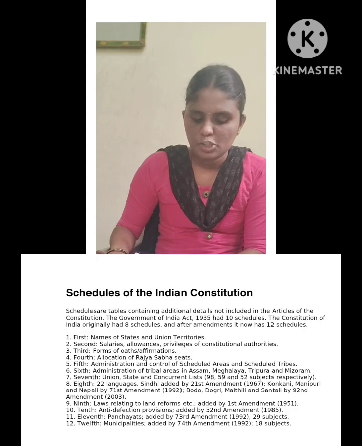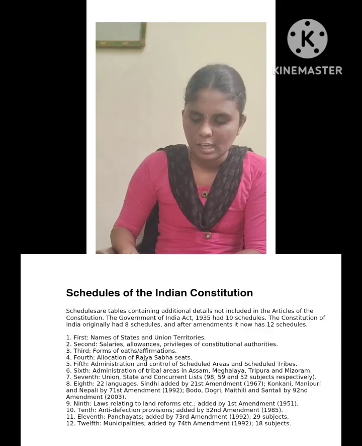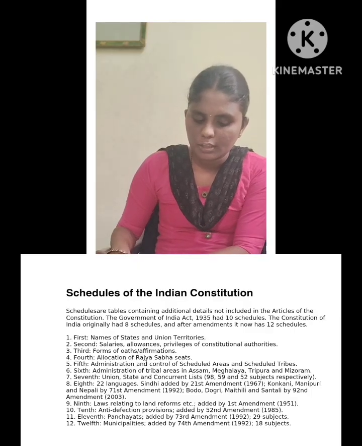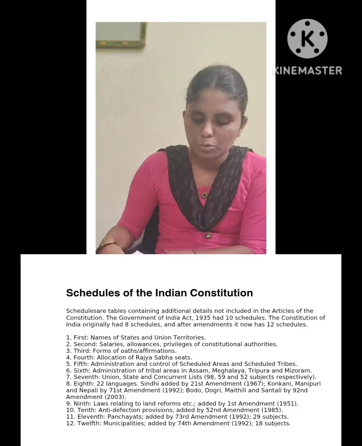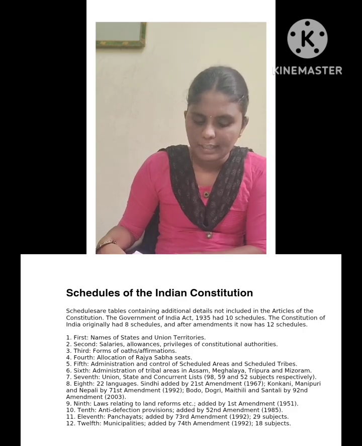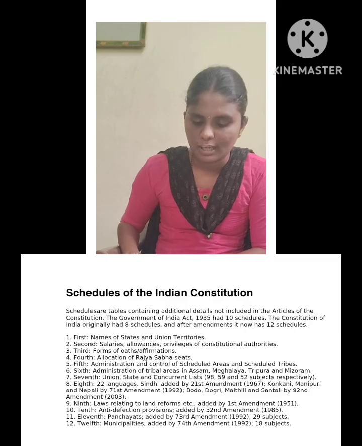Now let's move into the 8th schedule of the Constitution of India. It deals with the 22 official languages of India, right? What are the official languages of India? These are the languages: Assamese, Bengali, Gujarati, Hindi, Kannada, Kashmiri, Konkani, Malayalam, Manipuri, Nepali, Odia, Punjabi, Sanskrit, Sindhi, Tamil, Telugu, Urdu, Bodo, Santali, Maithili and Dogri. These are the official languages of India that are recognized by the Constitution, right?